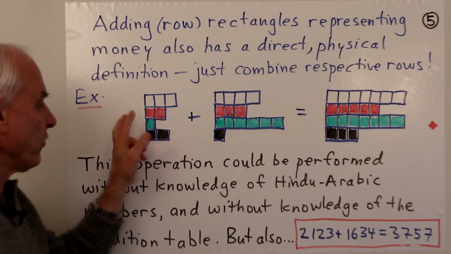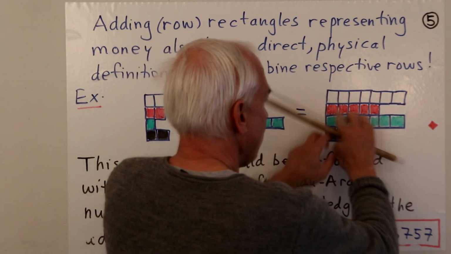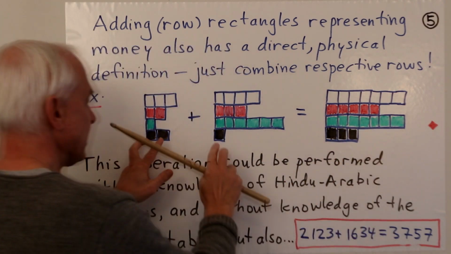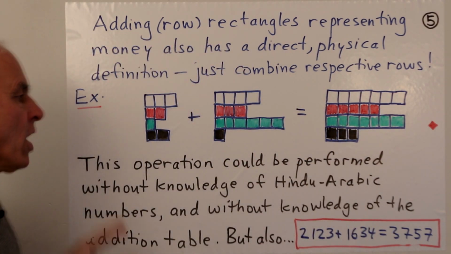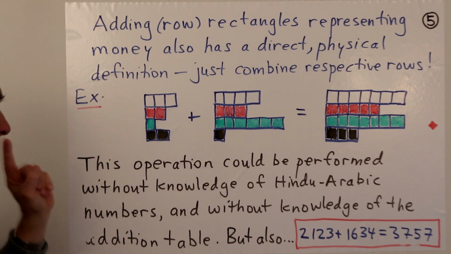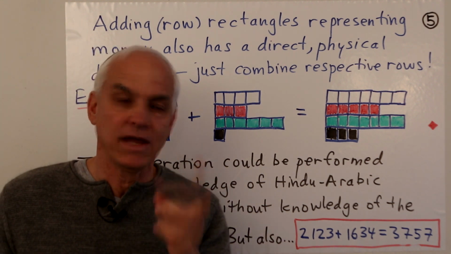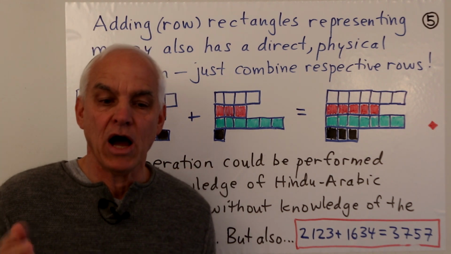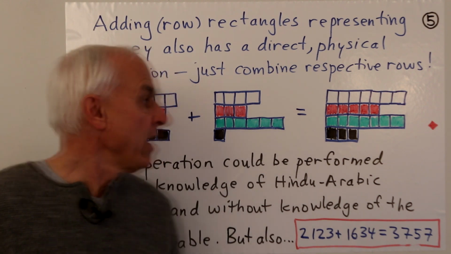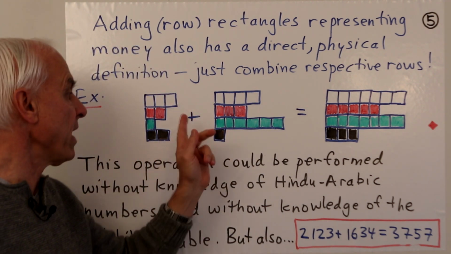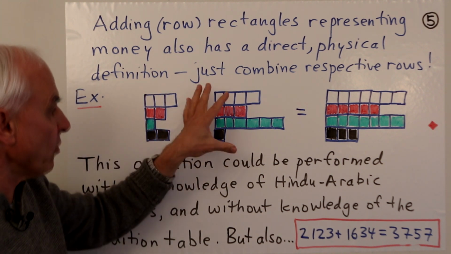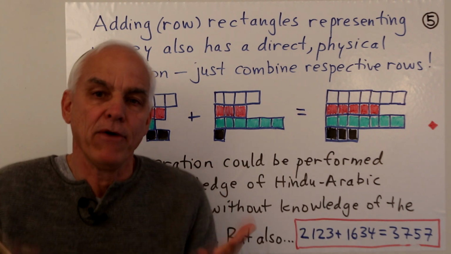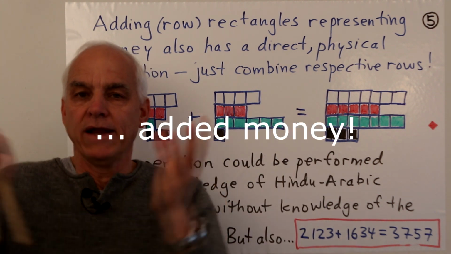Same thing with the red squares. We just put these red squares and these red squares together to form that larger rectangle of red squares. Same for the green ones and same for the black ones. So this operation can be performed without actually any knowledge of Hindu-Arabic numbers. If you went back to some former culture or time before the Hindu-Arabic tradition, they would still completely understand what you mean by saying that this rectangle system or diagram and this one here combine to give you this one. And it's exactly parallel, if you think about it, to the way we added numbers.